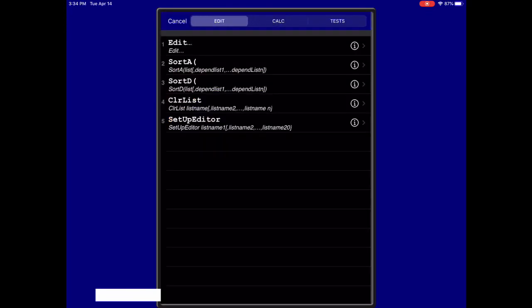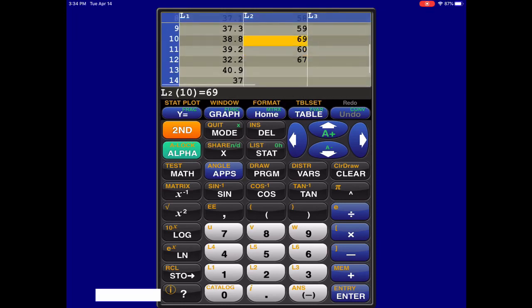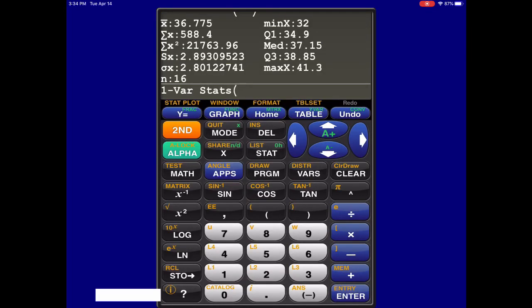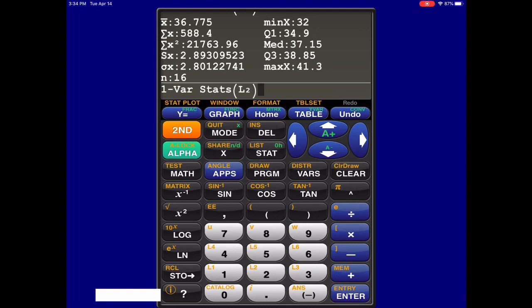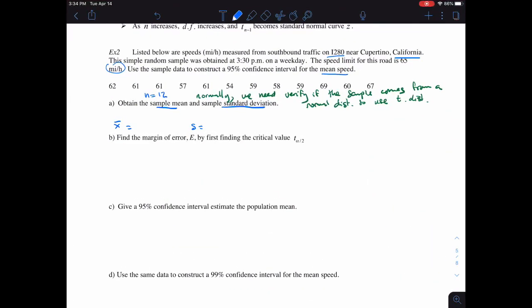Under stats edit, I've already entered the data under the L2 list. So go ahead and do that on your own. Then we're going to calculate the mean and standard deviation. Remember, that's calc, one-variable stats, and our data is under list 2. That gives us a mean of 60.67 miles per hour. The standard deviation is going to be 4.07 miles per hour, or 4.08, either one. So I'm going to go back to my notes here. The mean is 60.67 miles per hour.